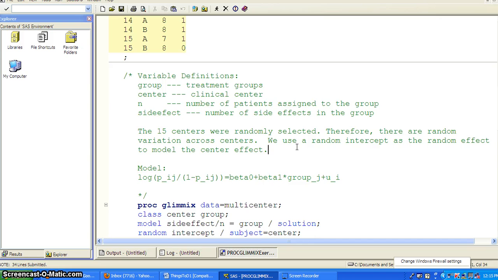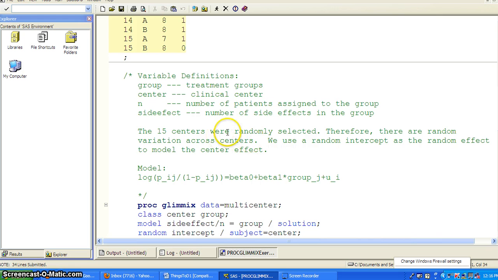For the sampling, the 15 centers were randomly selected. Therefore, there is random variation across centers. We use a random intercept as the random effect to model the center effect. When you consider modeling, you want to consider sampling. Okay, so how was the sample selected?